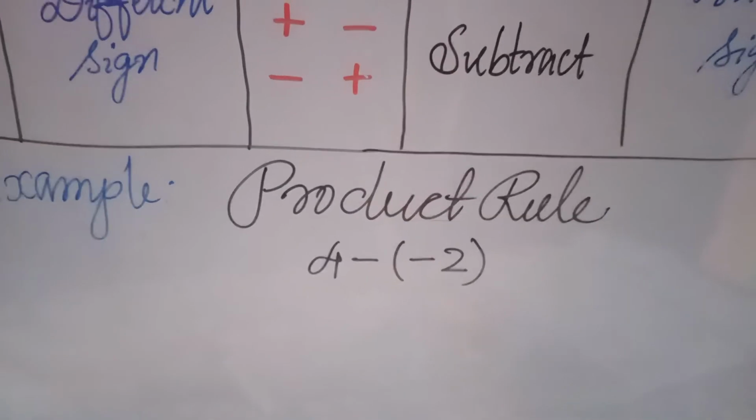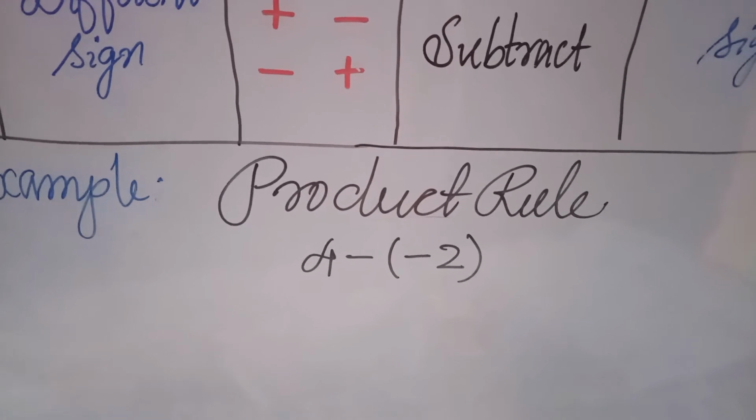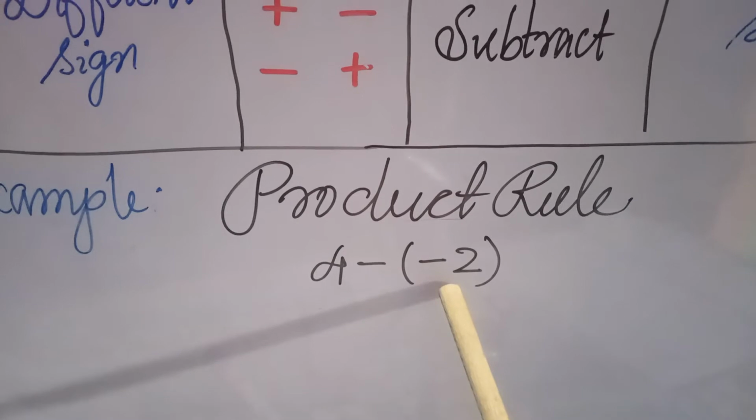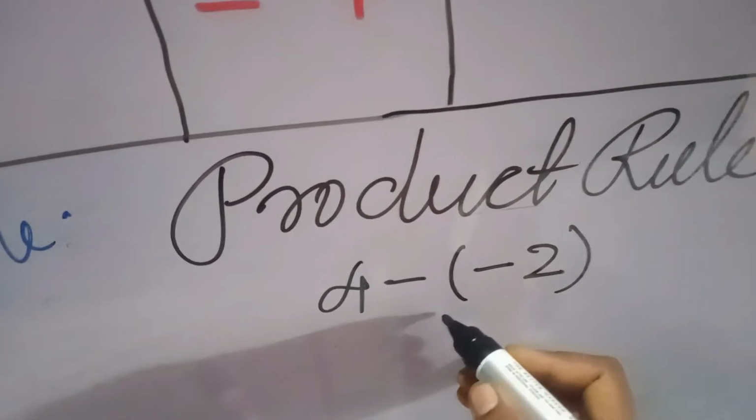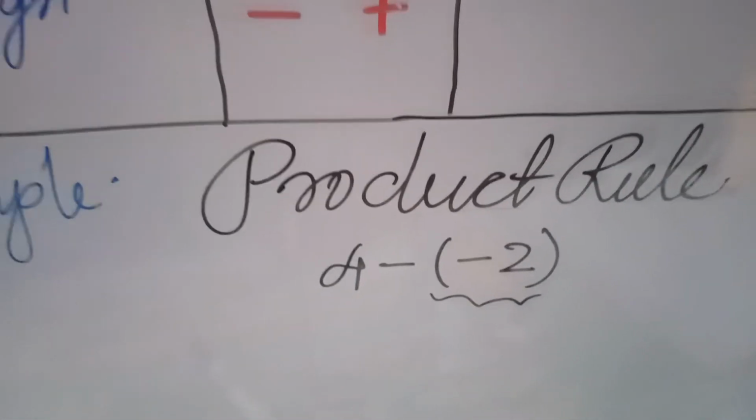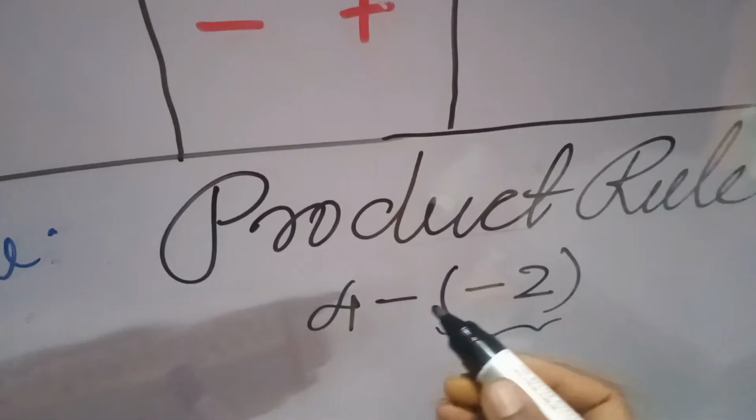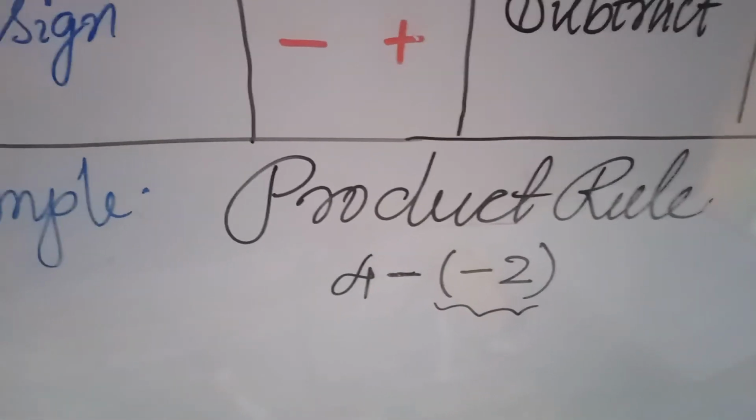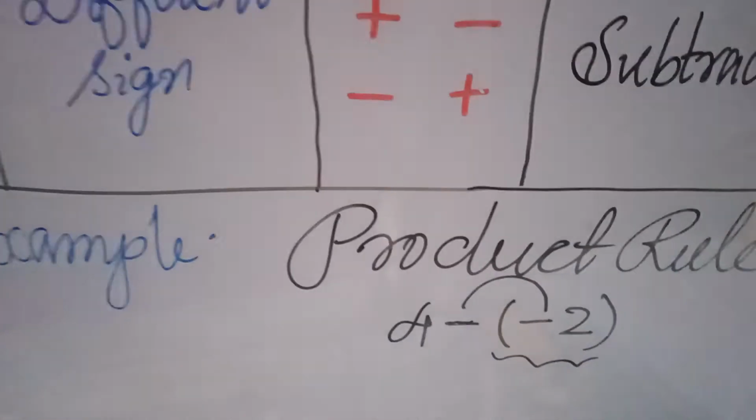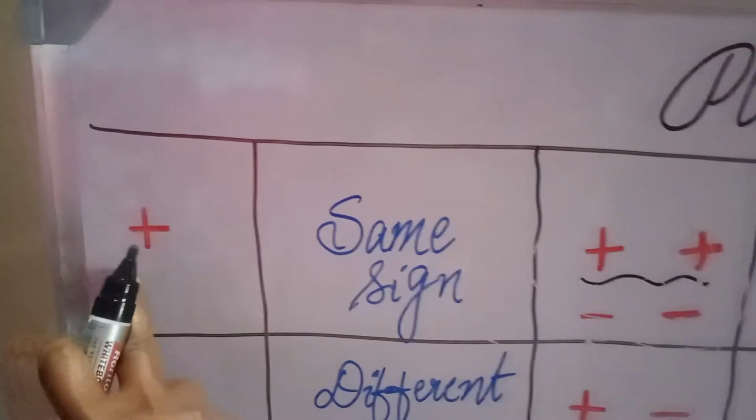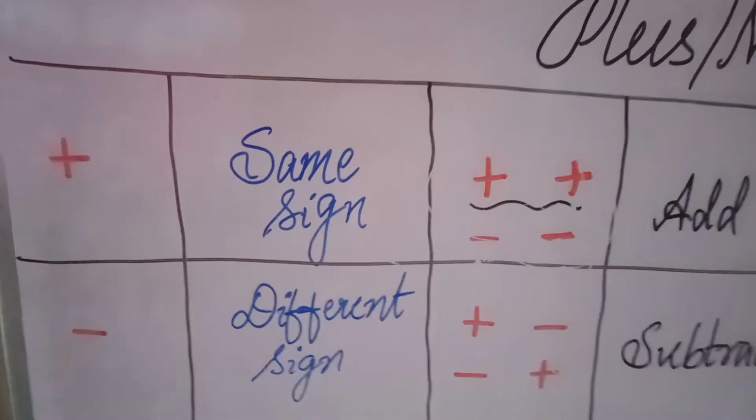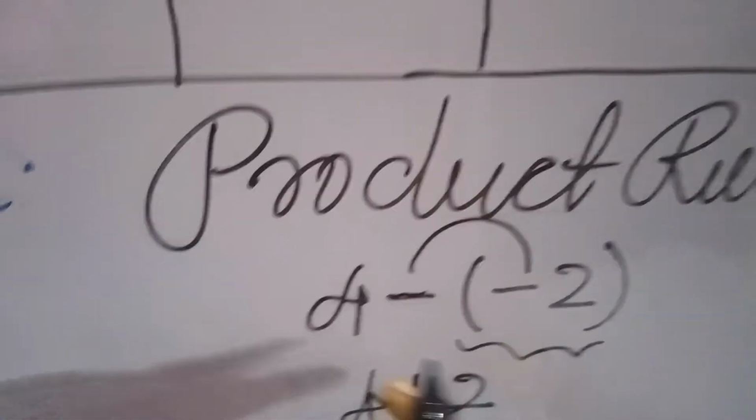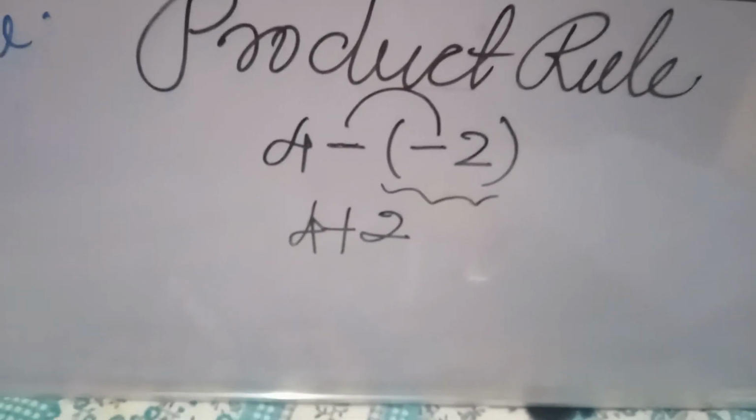In this product rule, you will be having the problems in different ways. So you might have a problem like this also: 4 minus of minus 2. Here you have to remember, you have to remove the bracket. To remove the bracket, you have a minus sign outside the bracket as well as inside the bracket. So here you are going to multiply the signs. Minus into minus is plus. So now 4 plus 2.